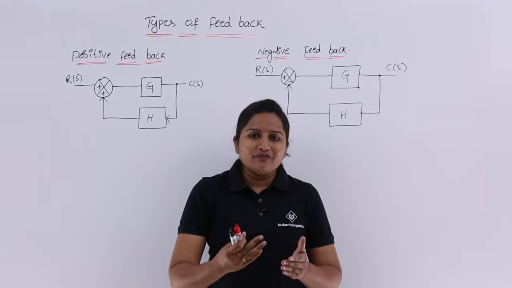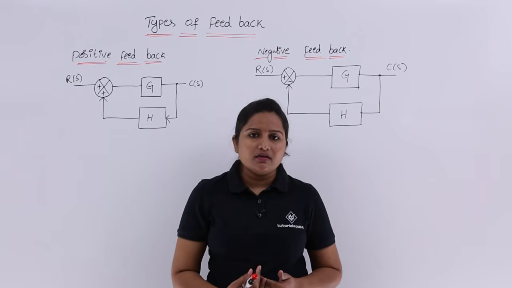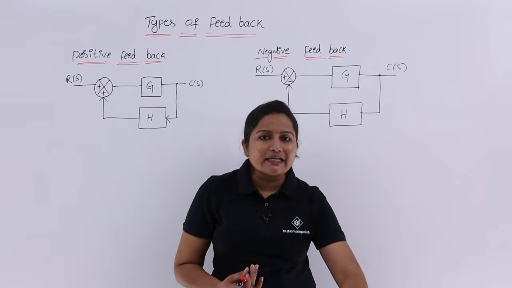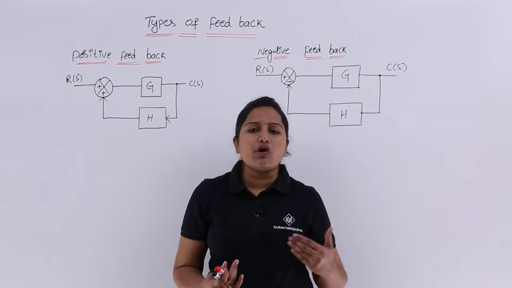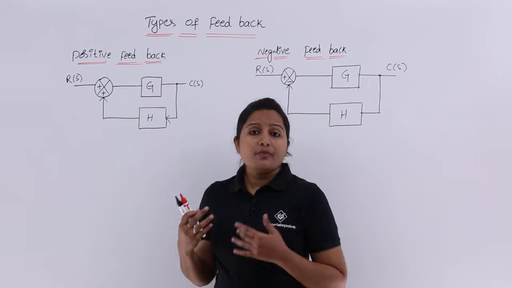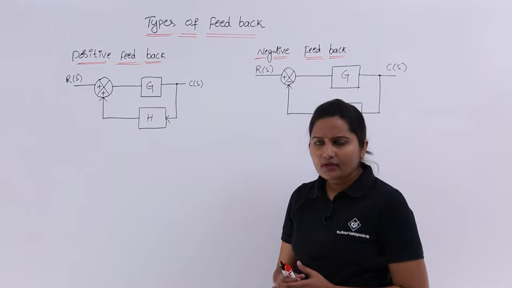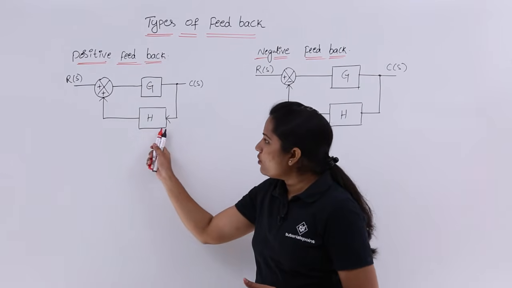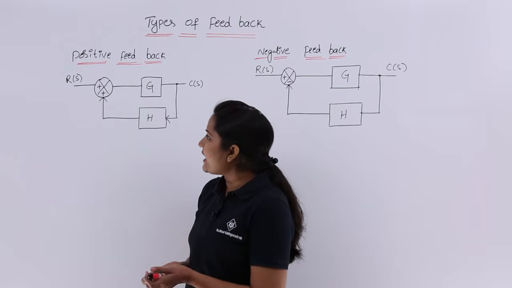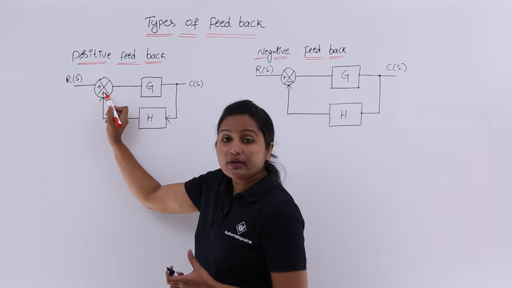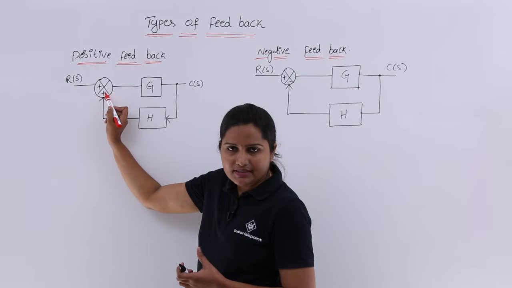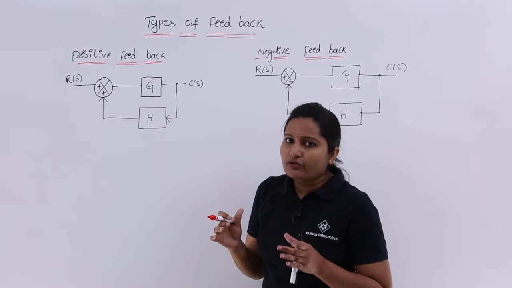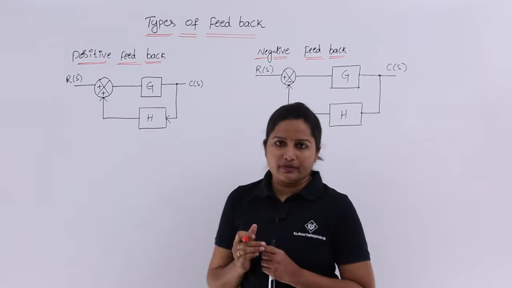Here, if you are subtracting your feedback from the input, then we can say that is negative feedback. If you are adding your feedback element to the reference signal or input signal, then you are having positive feedback like this. You can see you have your reference signal R of S here, and whatever feedback is there, we are adding here. Here you can observe a positive or addition symbol. So here we are adding the feedback.